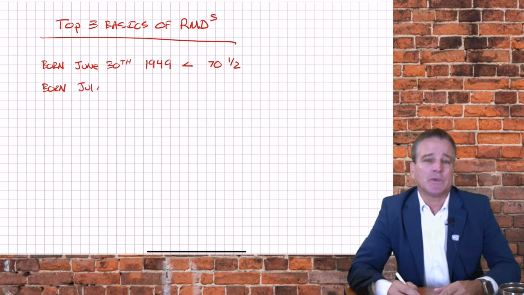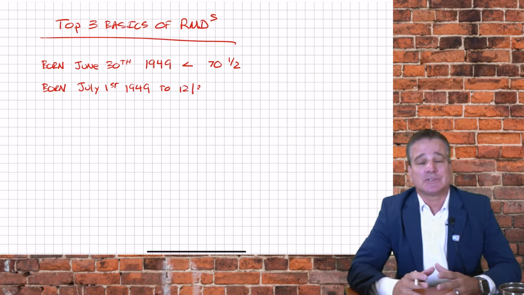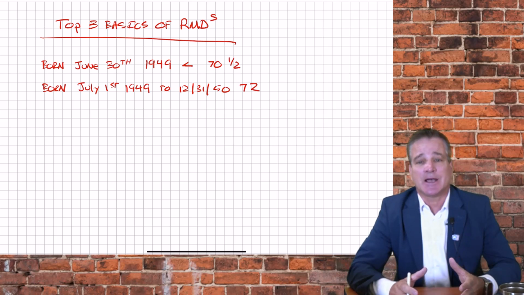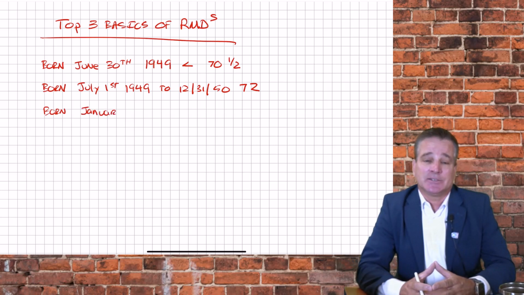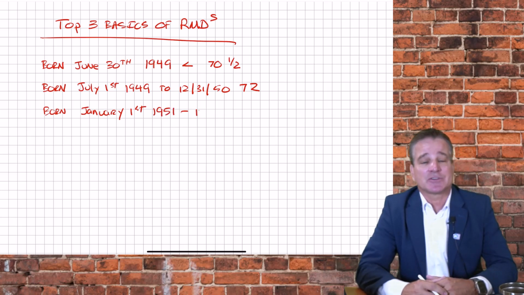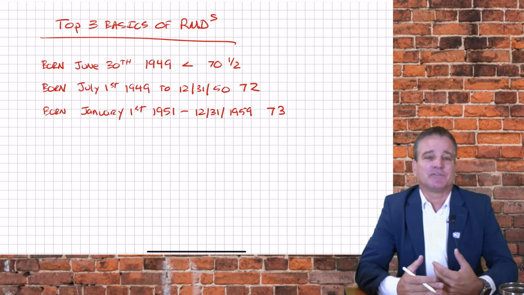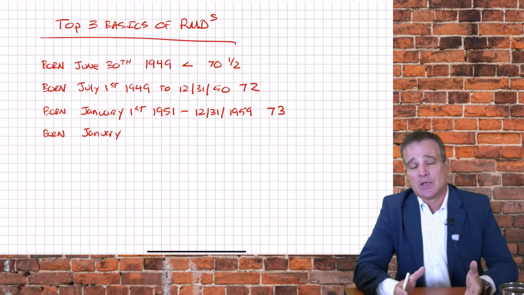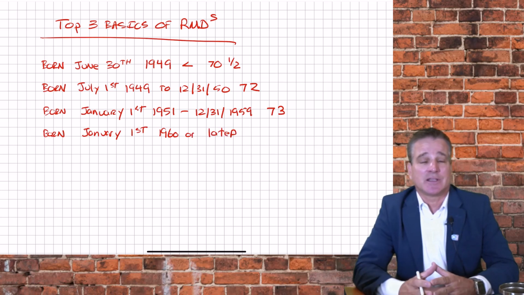If you were born between June 30th, 1949 or earlier, it's the old 70 and a half rule. Now, if you were born July 1st, 1949 to December 31st, 1950, then your RMD age is 72. If you were born January 1st, 1951 to December 31st, 1959, that age moved to age 73. And then finally, if you were born January 1st, 1960 or later, the current age is 75. Could be subject to change. We'll see what Congress does.